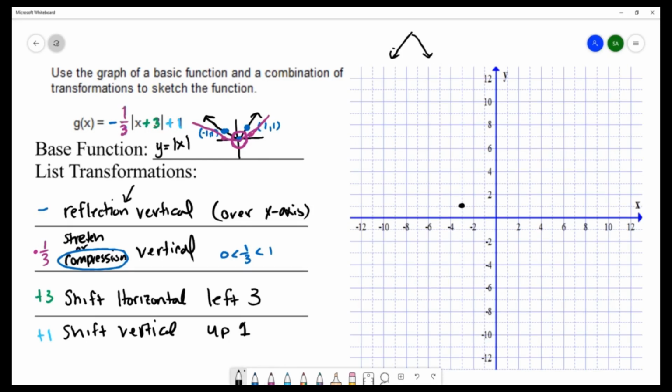So when I draw this graph, I'm going to draw the next 2 points to be 1/3 down from where we were. And now we can see a sketch of our graph. So we have the graph of g of x equals -1/3 absolute value of x plus 3 plus 1.